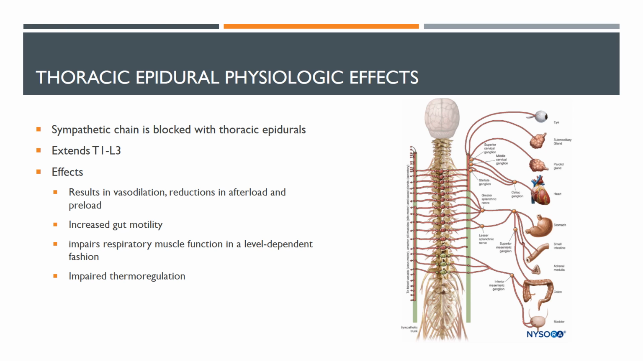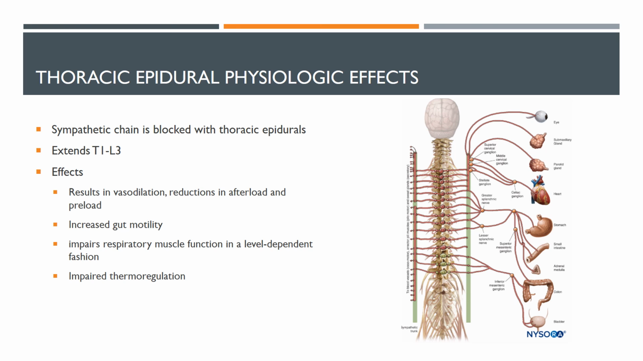Our next keyword is thoracic epidural physiologic effects. So for procedures involving the chest or abdomen, we often perform a block that targets the thoracic nerve roots. This can be accomplished either by truncal block or epidural, both of which we perform at our institution. Part of what is blocked, which results in a lot of these effects, is the sympathetic chain that extends from T1 all the way down to L3.